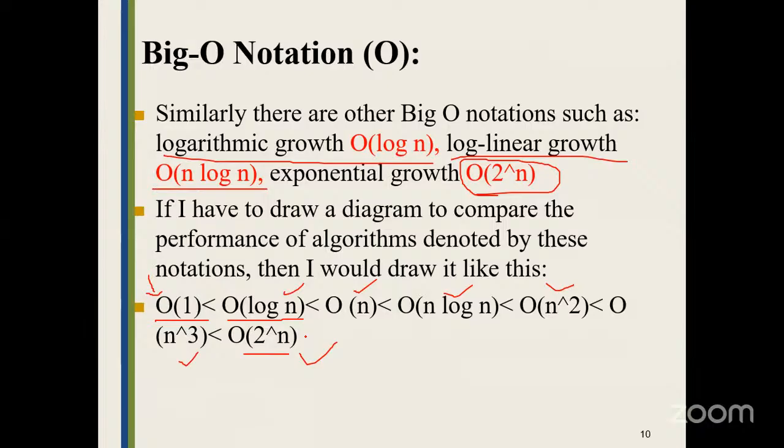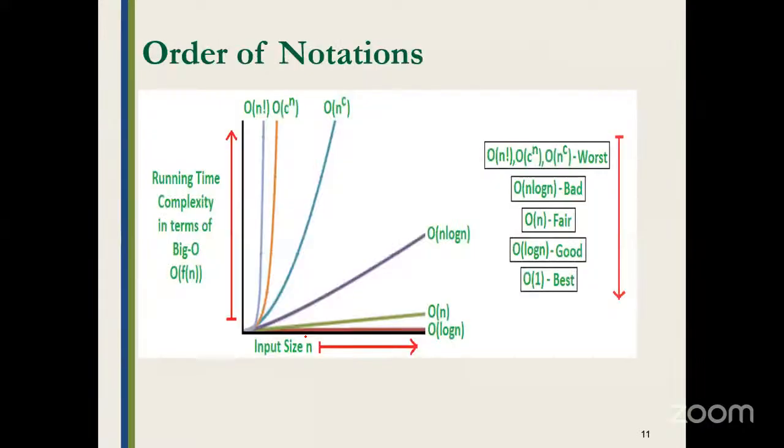So this is about big O notation. If we draw the diagram depending on the different complexities as I covered just now, these take less time, and if you go to the top, those take more time. See, this is worst case. Worst here means taking more time. Bad, fair, good algorithm, best algorithm.